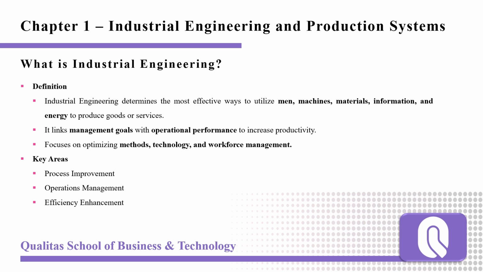Management and operations connections. For example, let's explore how industrial engineering connects management goals with operations performance through a specific example. Suppose a company's management sets a goal to reduce production costs by 15% while maintaining quality. The industrial engineer could analyze current production processes using time studies and workflow mapping. He will identify wasteful steps or inefficient methods.